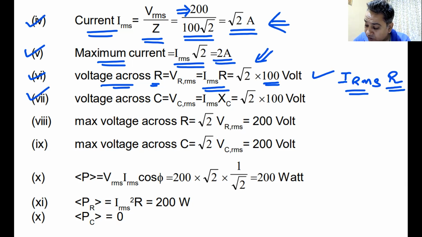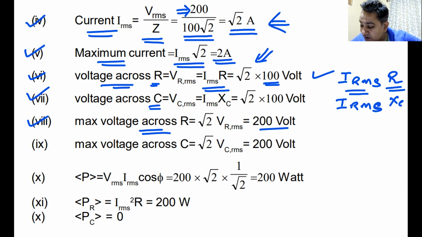What is the voltage across C? It will be IRMS multiplied by XC. Remember that, pure resistive and pure capacitive circuit. Maximum voltage across R will be root 2 times the RMS voltage. So the answer is 200. Maximum voltage across C is root 2 times the RMS voltage.